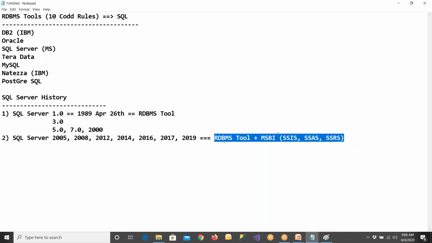SSIS, SS stands for SQL Server. Remember this, S and S. SQL Server Integration Services, which is ETL software, Analysis Services and Reporting Services. These are the softwares that you are going to have when you install SQL Server. So that is the current version. What are the things that you have to install?